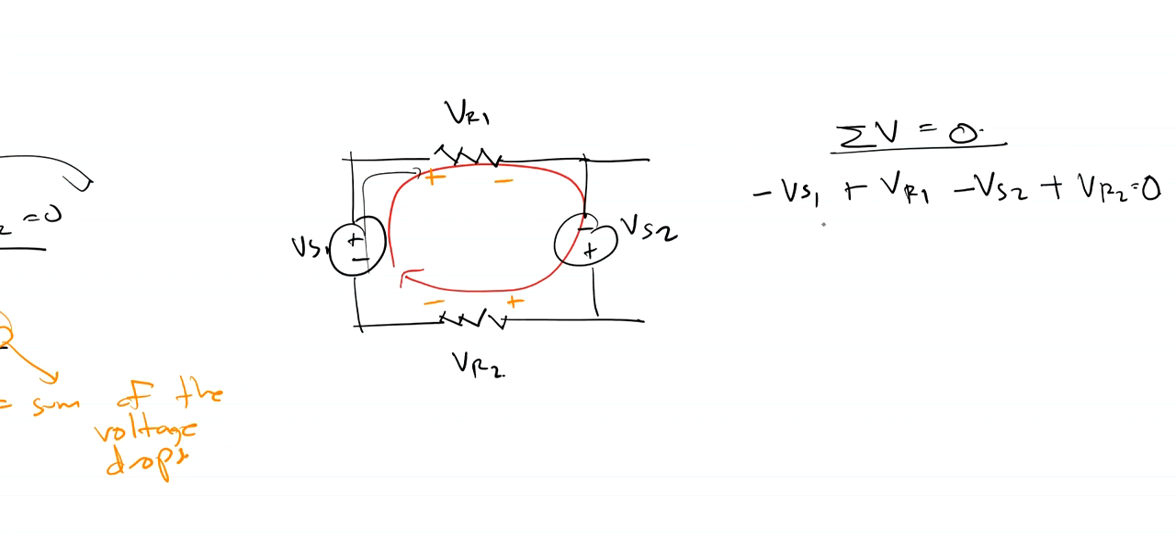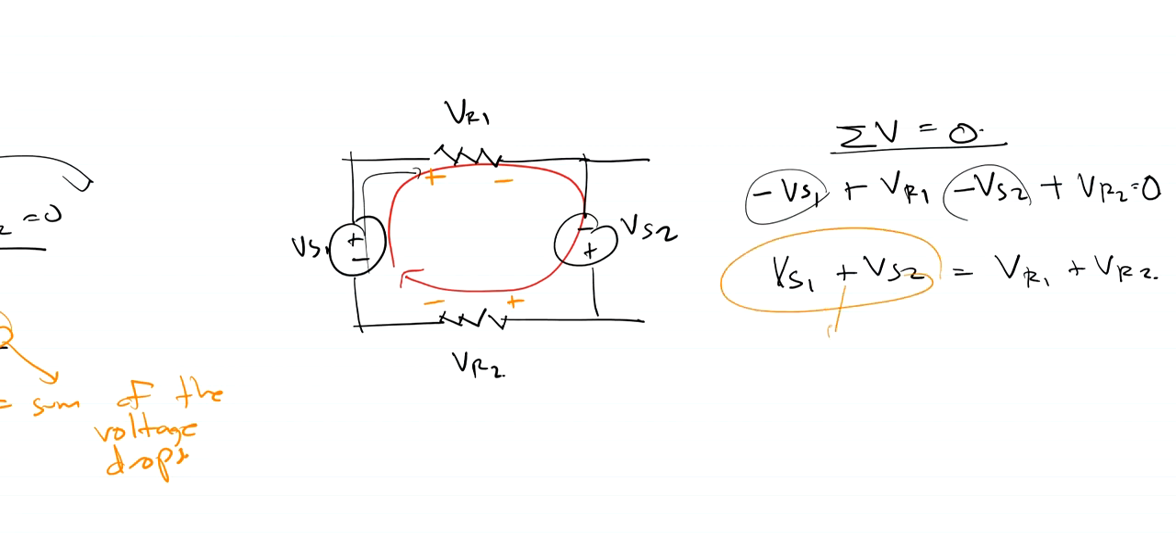Right, so if we rewrite this, let's say all the supply side or all the negative side will be on one side of the equation. If we transfer it to the right side, that's going to be VS1 plus VS2 is equal to VR1 plus VR2. So which means that the sum of the voltage rise is equal to the sum of the voltage drops.